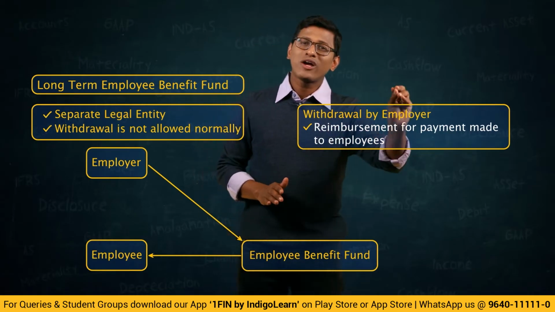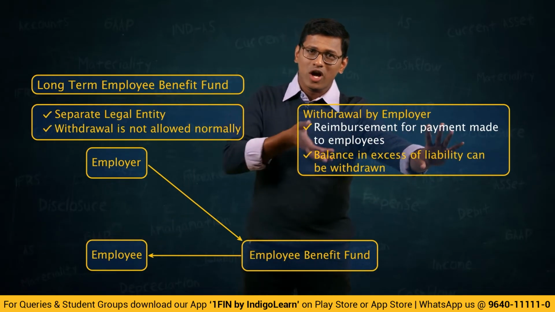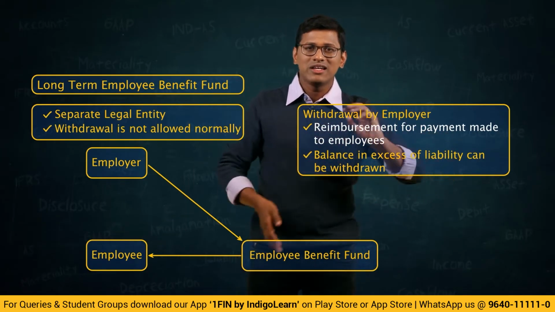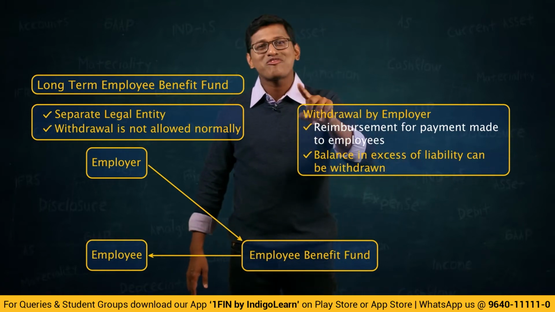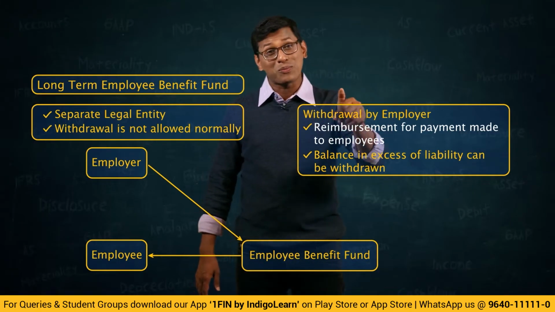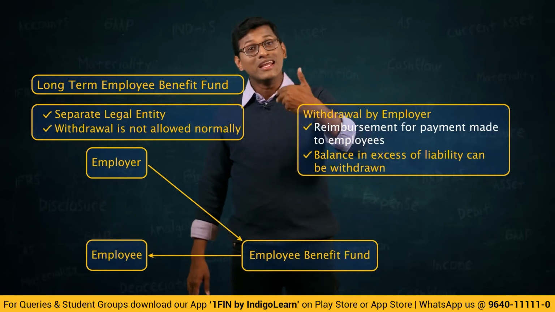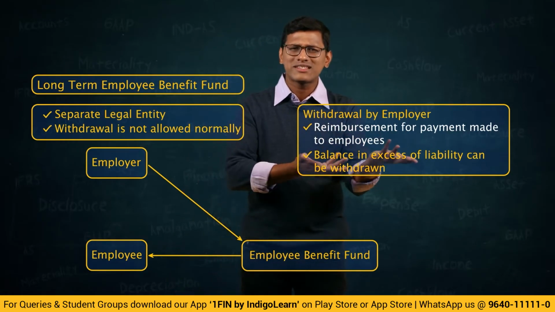If the employee liability is 100 and the money transferred by the employer to that particular fund is say 150, that extra 50 which is over and above the liability towards employees can be taken back by the employer. Particularly when do things like this happen?